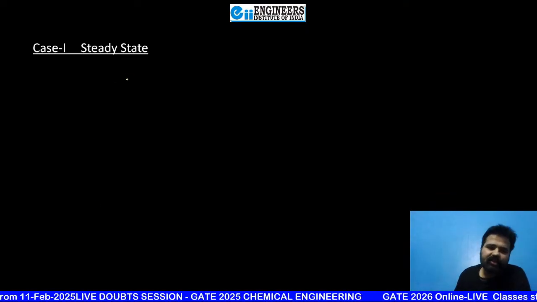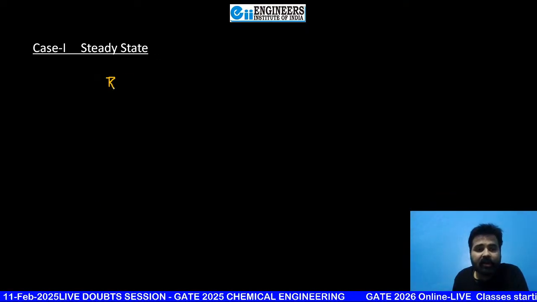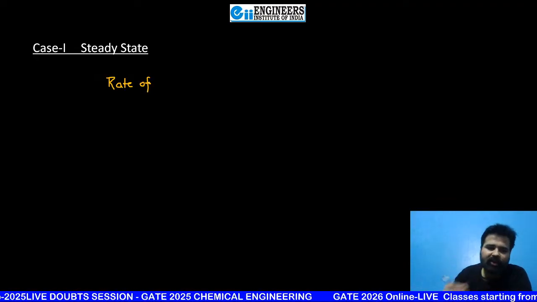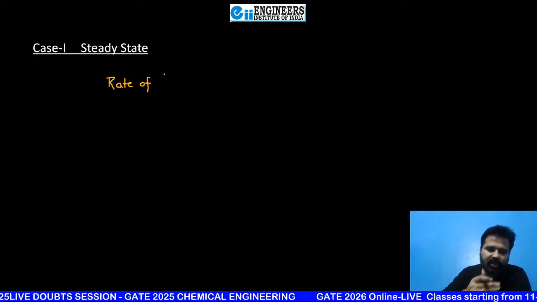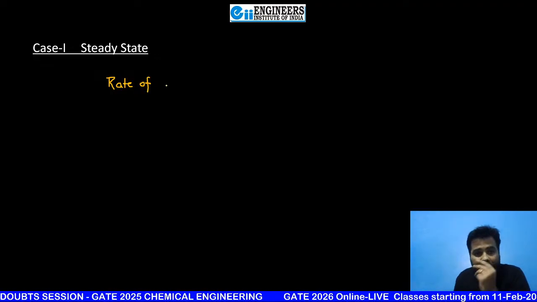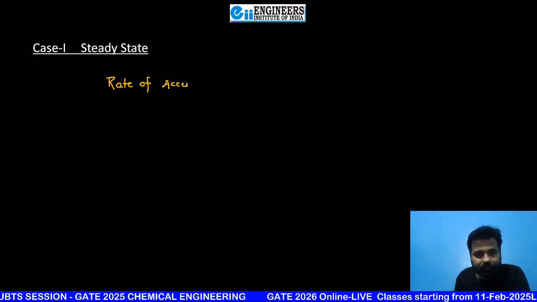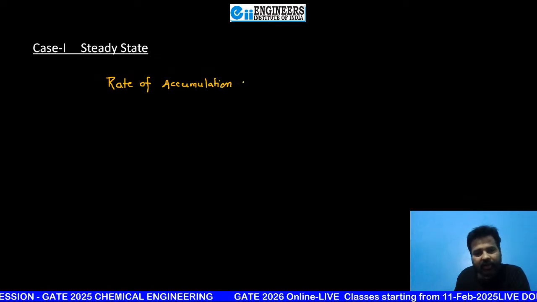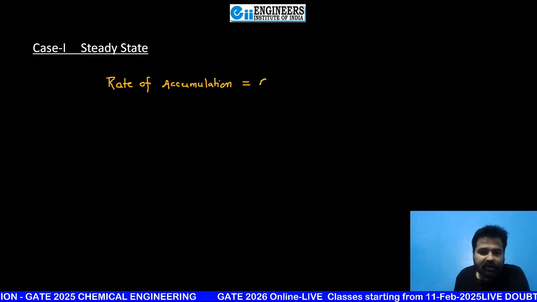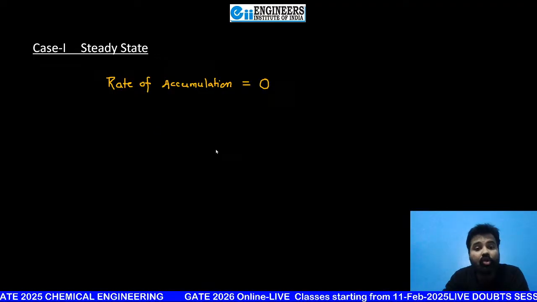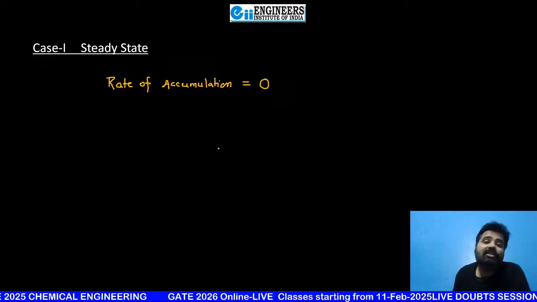What is steady state? For steady state, rate of accumulation is the next heading. You can write it as case one. Now you are going to check what is steady state and what is unsteady state. So for steady state, beta, rate of accumulation value is 0. Even if maybe accumulation is not 0.